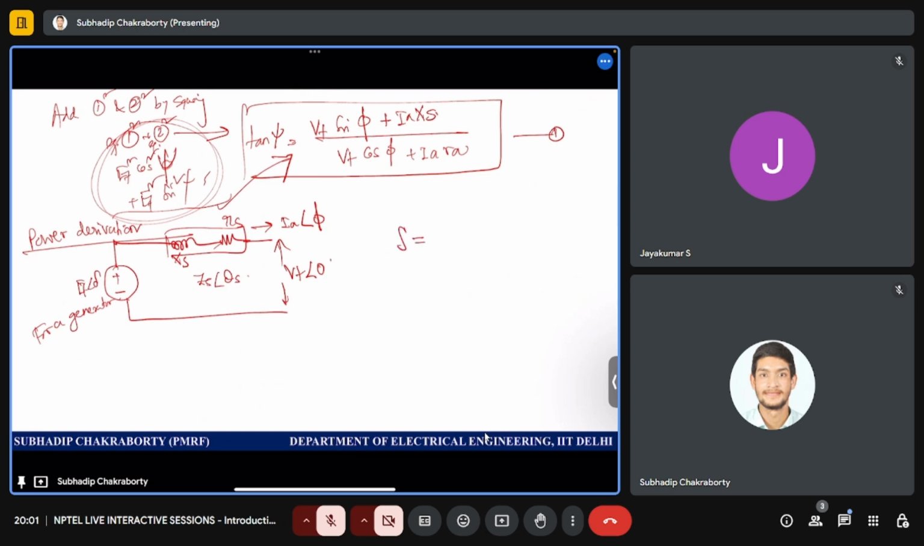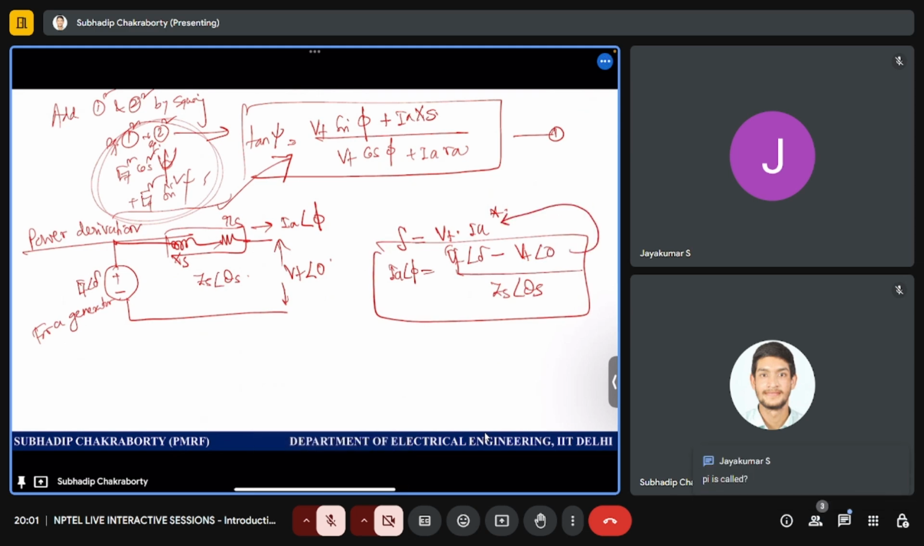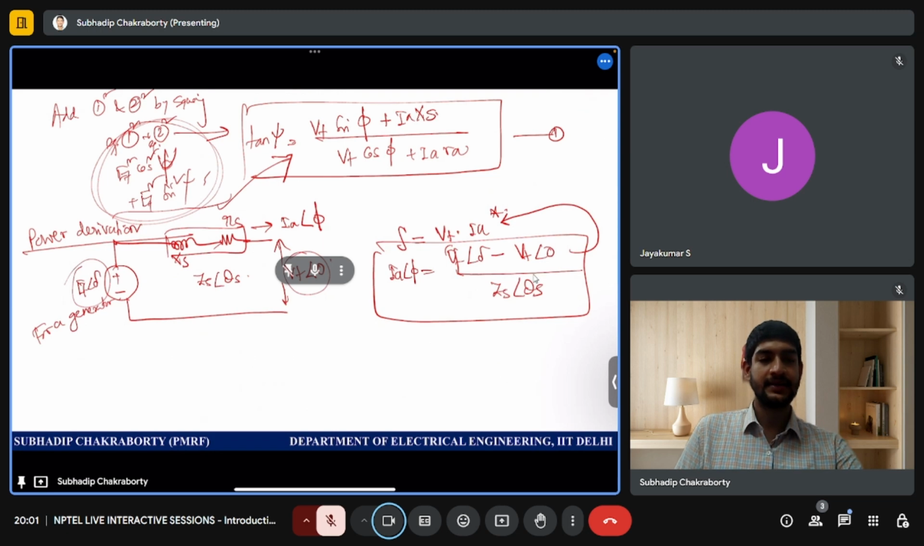So what is the apparent power S? VT into IA conjugate. And you can write IA angle psi as EF angle delta minus VT angle 0 divided by ZS angle theta S. Agreed or not, this formula? So this you can plug in here: VT angle 0 and EF angle delta, take the difference and divide by ZS angle theta S. You will get the IA. This formula is understood, right? And you take its conjugate.